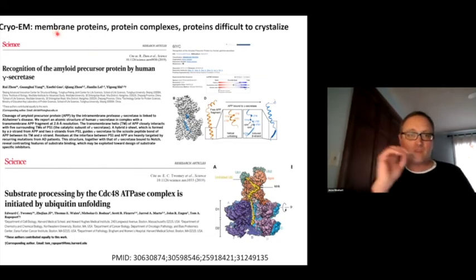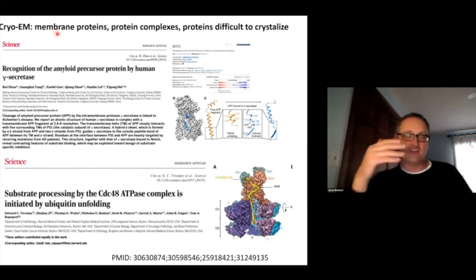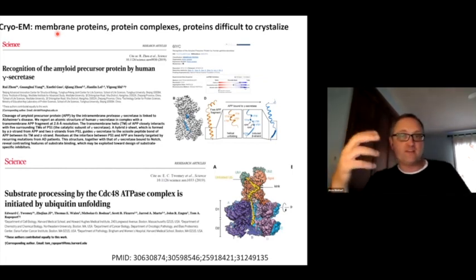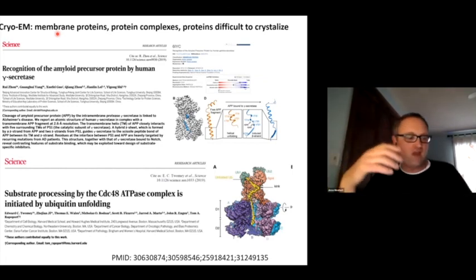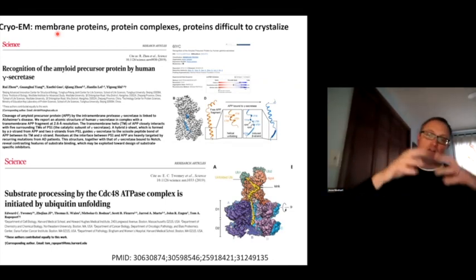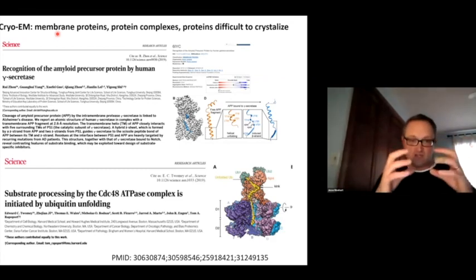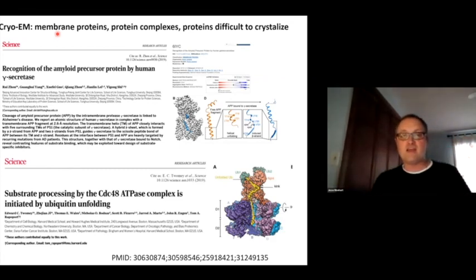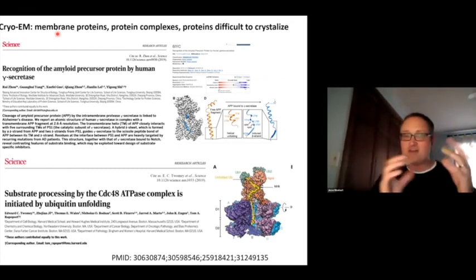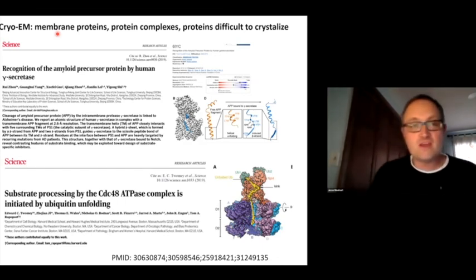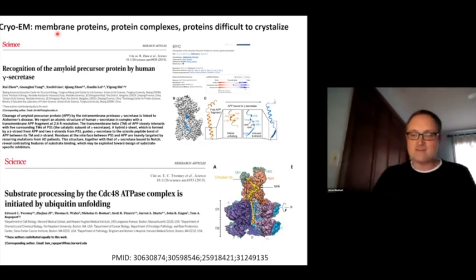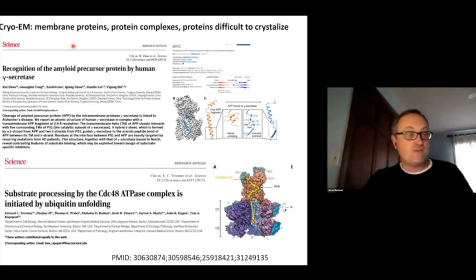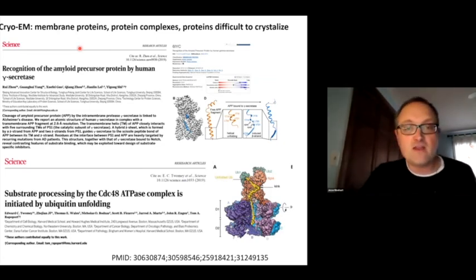So the field seems to be exploding in areas of membrane proteins, protein complexes, and any other protein that was difficult because it's so big, or difficult because getting all of the molecules in the sample to behave and generate ordered crystalline lattices. Molecules with a lot of movement really are almost impossible to get X-ray crystallography data, but turns out to be much more amenable to cryo-EM.